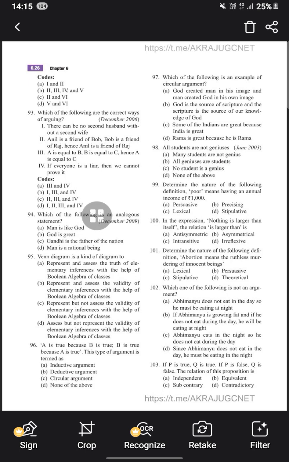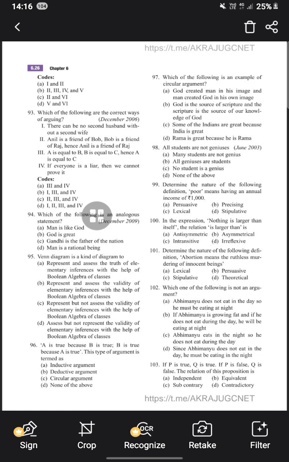If everyone is a liar, then we cannot prove it. There can be no sound husband without a sound wife. Not true. Anil friend of Bob, Bob friend of Raj, hence Anil friend of Raj. That's not true. Which of the following is an analogous statement? Man is like gold. Venn diagram is a kind of diagram.